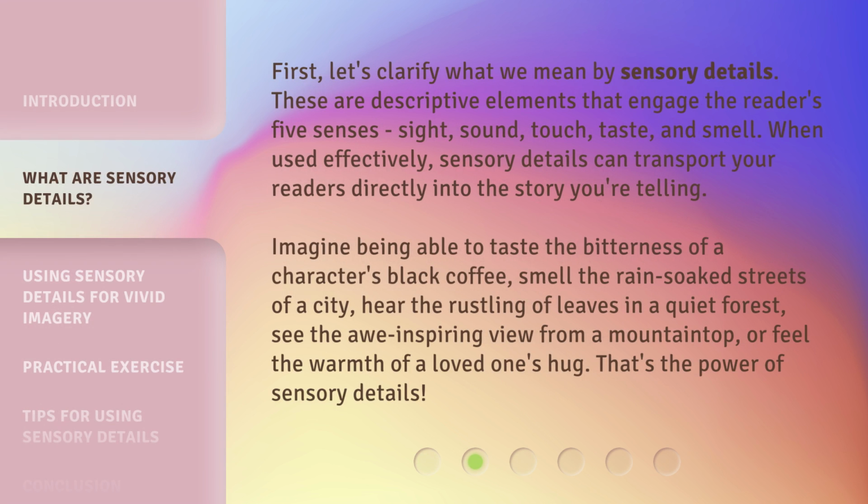First, let's clarify what we mean by sensory details. These are descriptive elements that engage the reader's five senses: sight, sound, touch, taste, and smell. When used effectively, sensory details can transport your readers directly into the story you're telling. Imagine being able to taste the bitterness of a character's black coffee, smell the rain-soaked streets of a city, hear the rustling of leaves in a quiet forest, see the awe-inspiring view from a mountaintop, or feel the warmth of a loved one's hug. That's the power of sensory details.